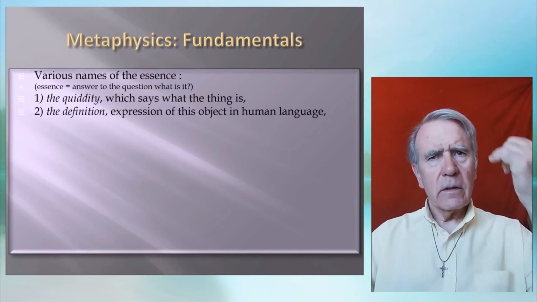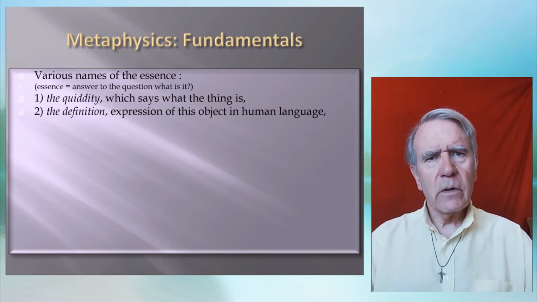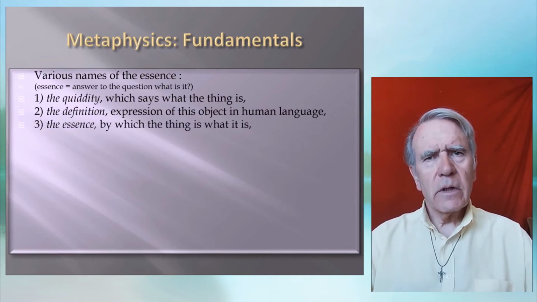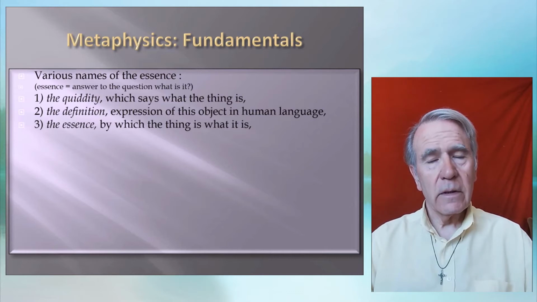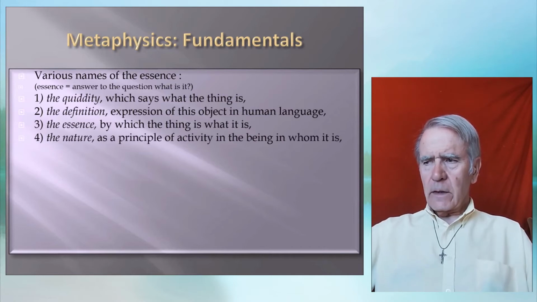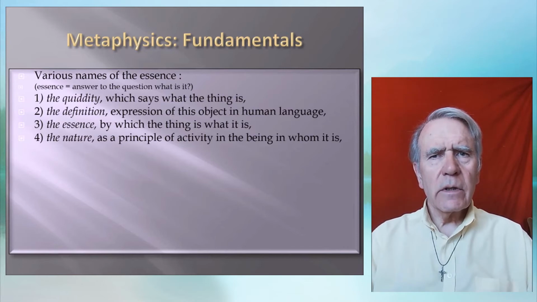Second, the definition, as this subject is expressed in human language with words. Third, the essence, as that is what makes the thing what it is. The horse is a horse by its essence of horse. The horse has the essence of the horse to be a horse. Fourth, nature. This essence is the principle of activity in the being in which it is, like the nature of the bird is to fly and lay eggs.